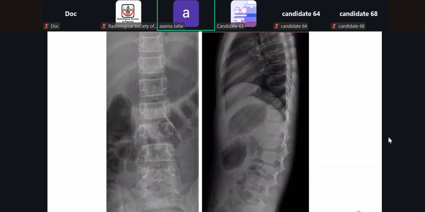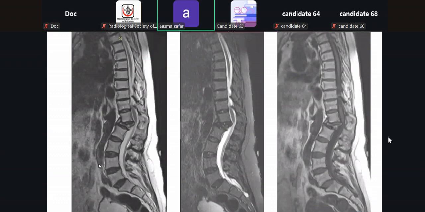Okay. Sacral vertebra. Take it. The first sacral vertebra is reduced in height. Okay, 7 cases done? No, you have 1 left.